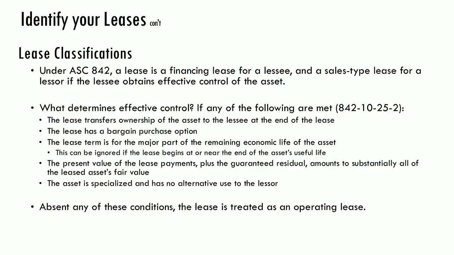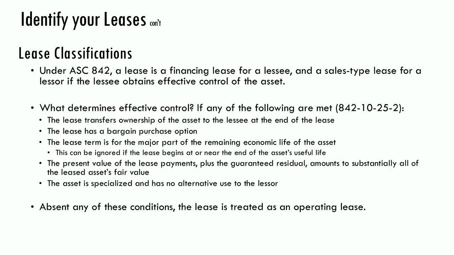Under ASC 842, looking at the lessee side, a lease is a financing lease for a lessee and a sales type lease for a lessor if the lessee obtains effective control of the asset. Now, how do you determine effective control? What does that phrase mean? Again, ASC 842 defines it. If we look in section 25-2, it says that if any of these conditions are met, then this would be a financing lease for a lessee or a sales type lease for a lessor: if the lease transfers ownership of the asset to the lessee at the end of the lease. So you're going to lease it for a period of time. When the lease is over, you own the asset. It is then a financing lease for the lessee.